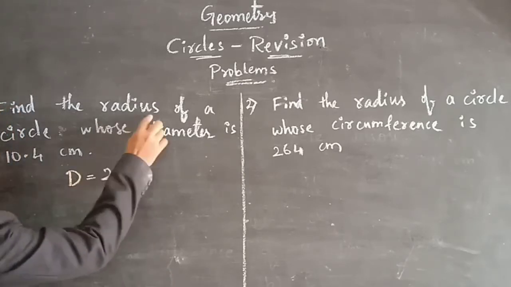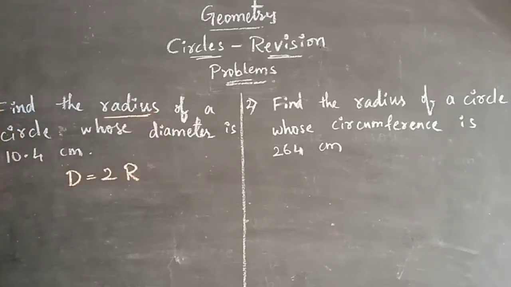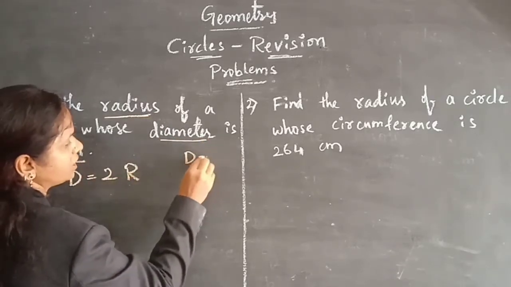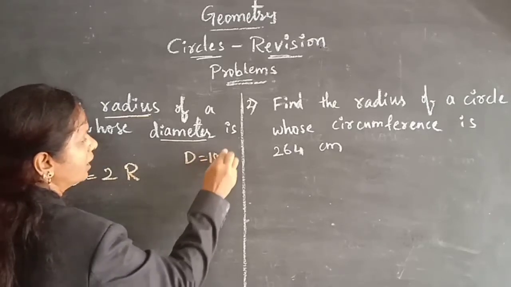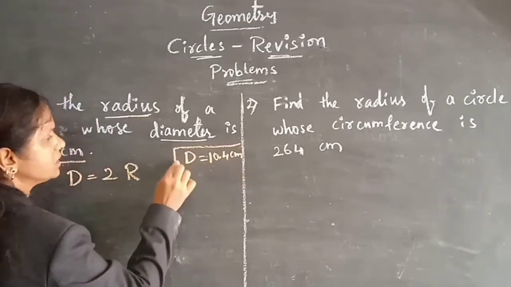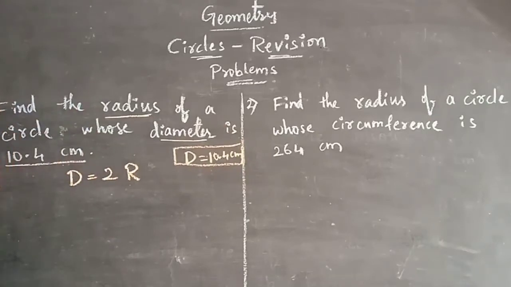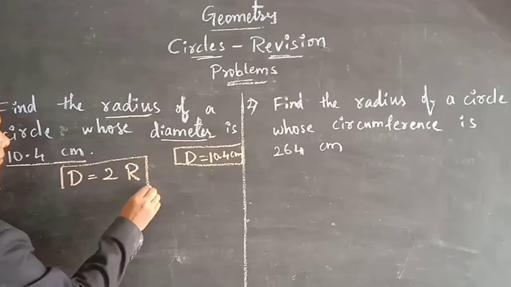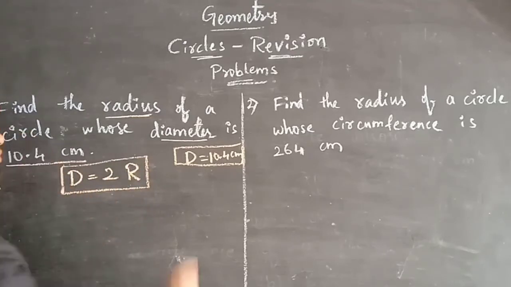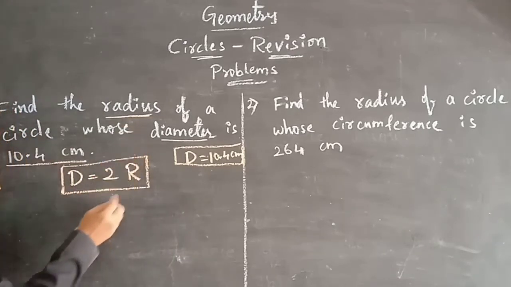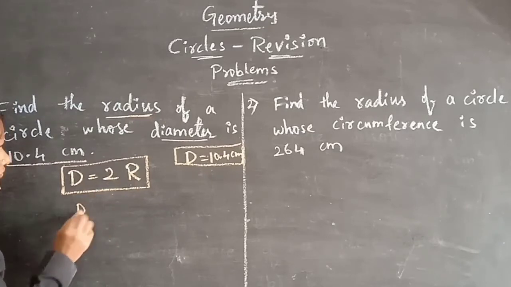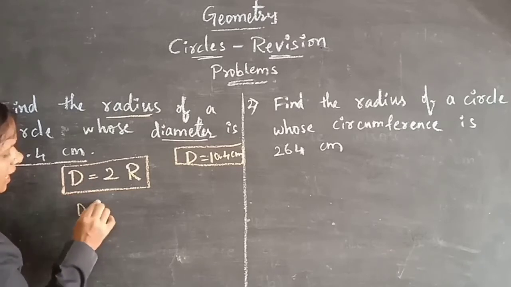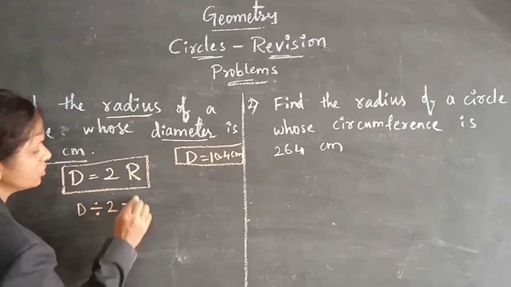Now here we are going to find the radius value, and they give diameter as 10.4. Here beside you can write: diameter is equal to 10.4 centimeters. This is given, children. Diameter is 10.4 centimeters, and this is the formula of the diameter and radius. Now we need to find the radius value. So we can change this formula: when I shift the 2 to the other side, diameter divided by 2 is equal to radius.